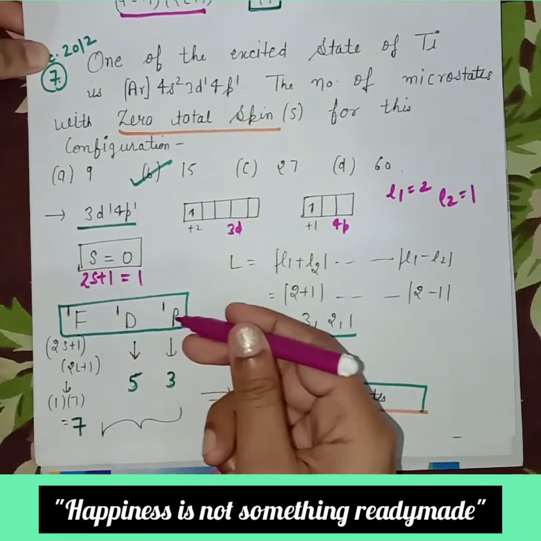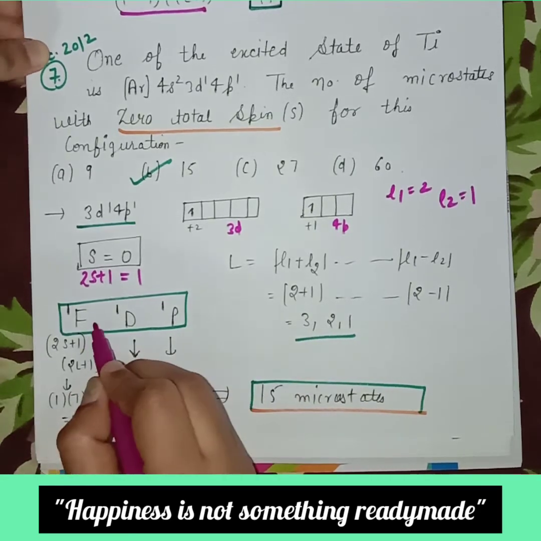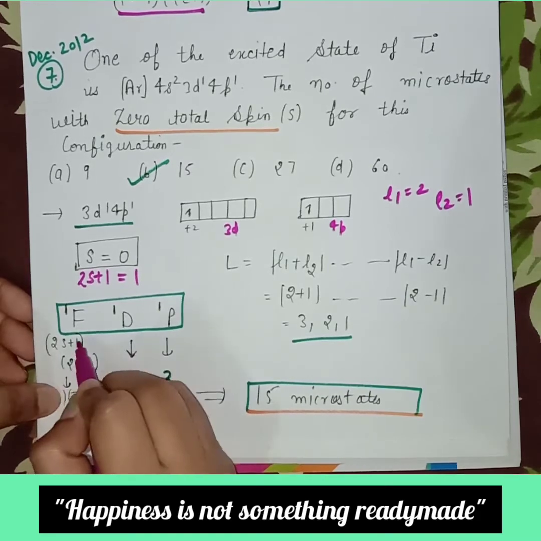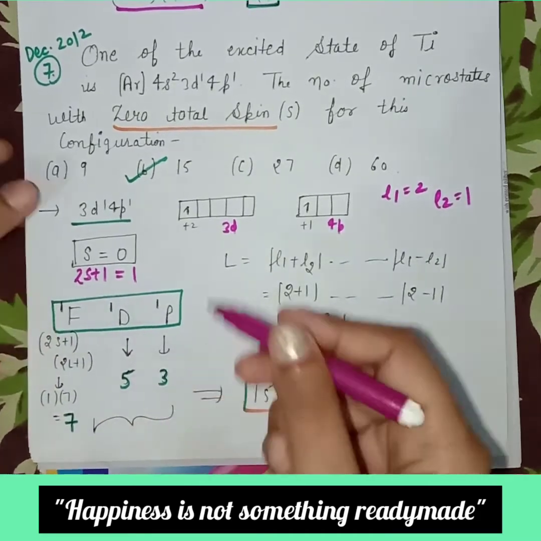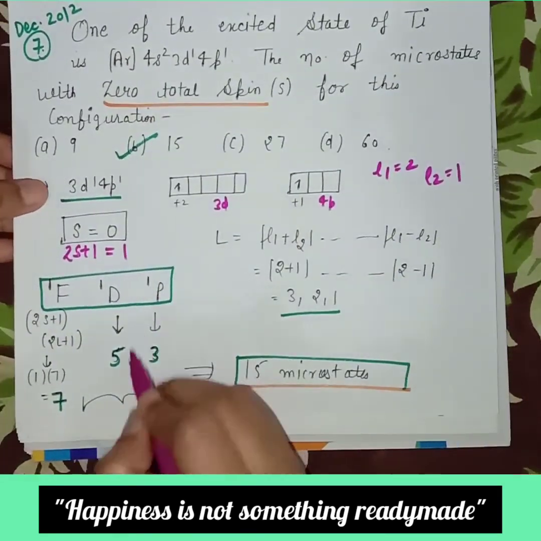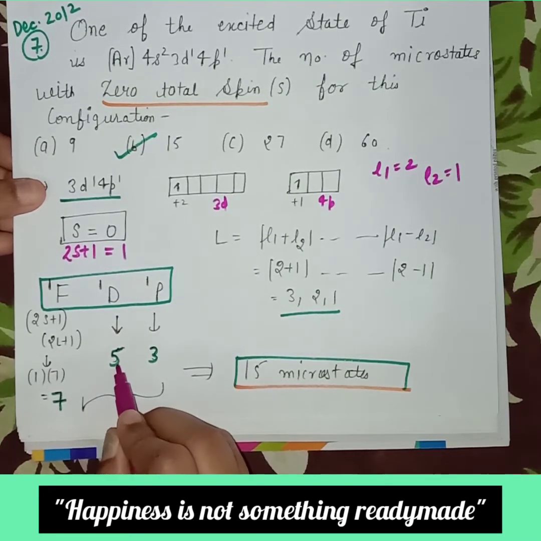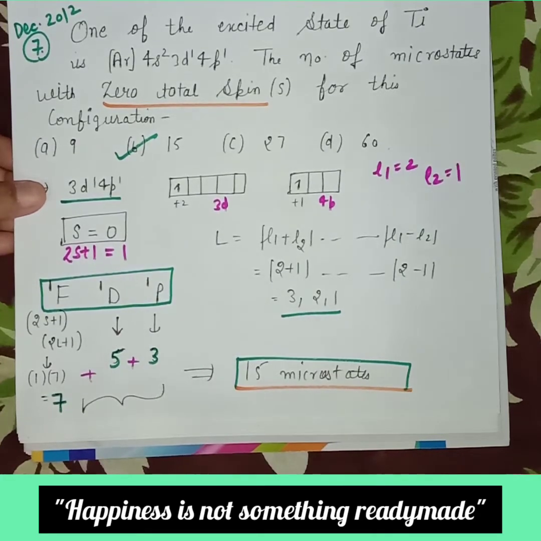Therefore, find the number of microstates in each case. Here 2S plus 1 is equal to 1 and 2L plus 1 becomes 7 for F. For D it's 5. We use the same formula to find microstates for P, and it is 3. So the total number of microstates is 7 plus 5 plus 3, which is equal to 15 microstates.